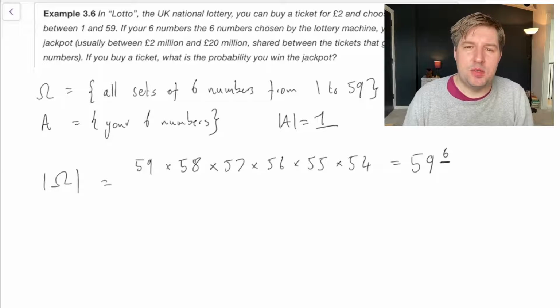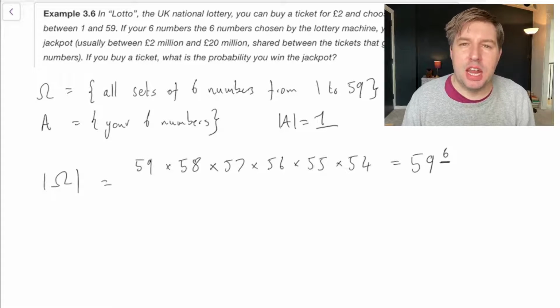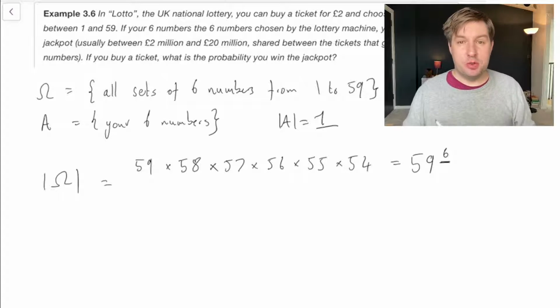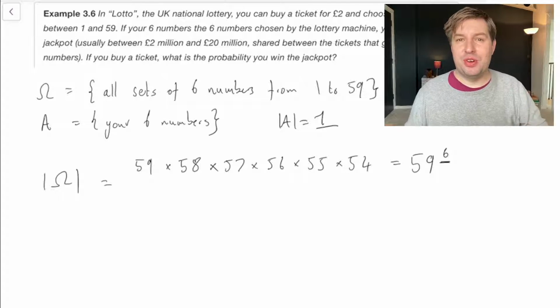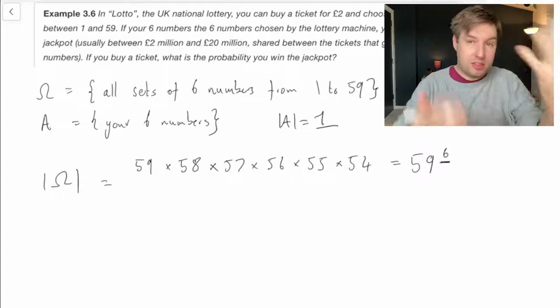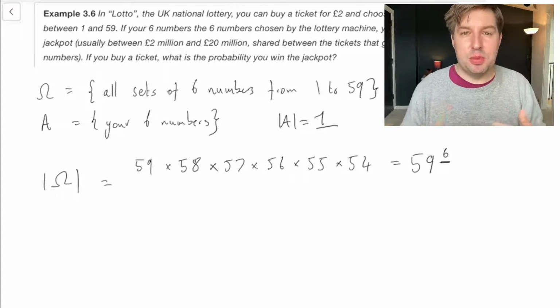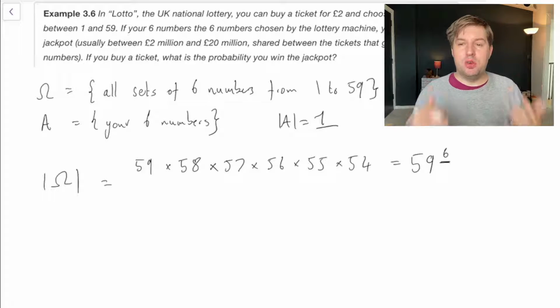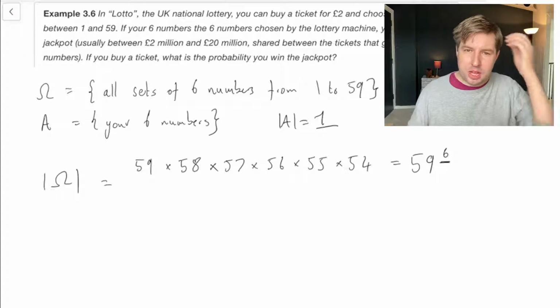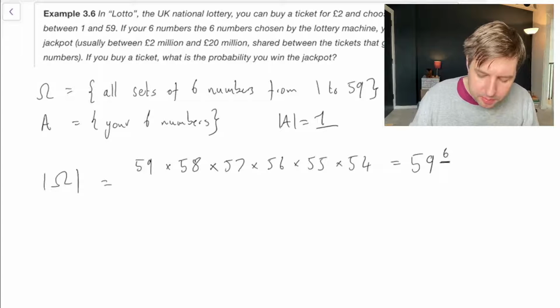Because the same set of 6 numbers could come out of the machine in any order. If the numbers came out 1, 2, 3, 4, 5, 6, that would be the same set of numbers as if they came out 1, 2, 3, 4, 6, 5. It'd still be the same ticket that won, even though the balls came out of the machine in a different order. Similarly, if it came out as 6, 5, 4, 3, 2, 1. So the problem here is that we've overcounted. Each set of 6 numbers, we've counted a number of different times, depending on what order the things come out.